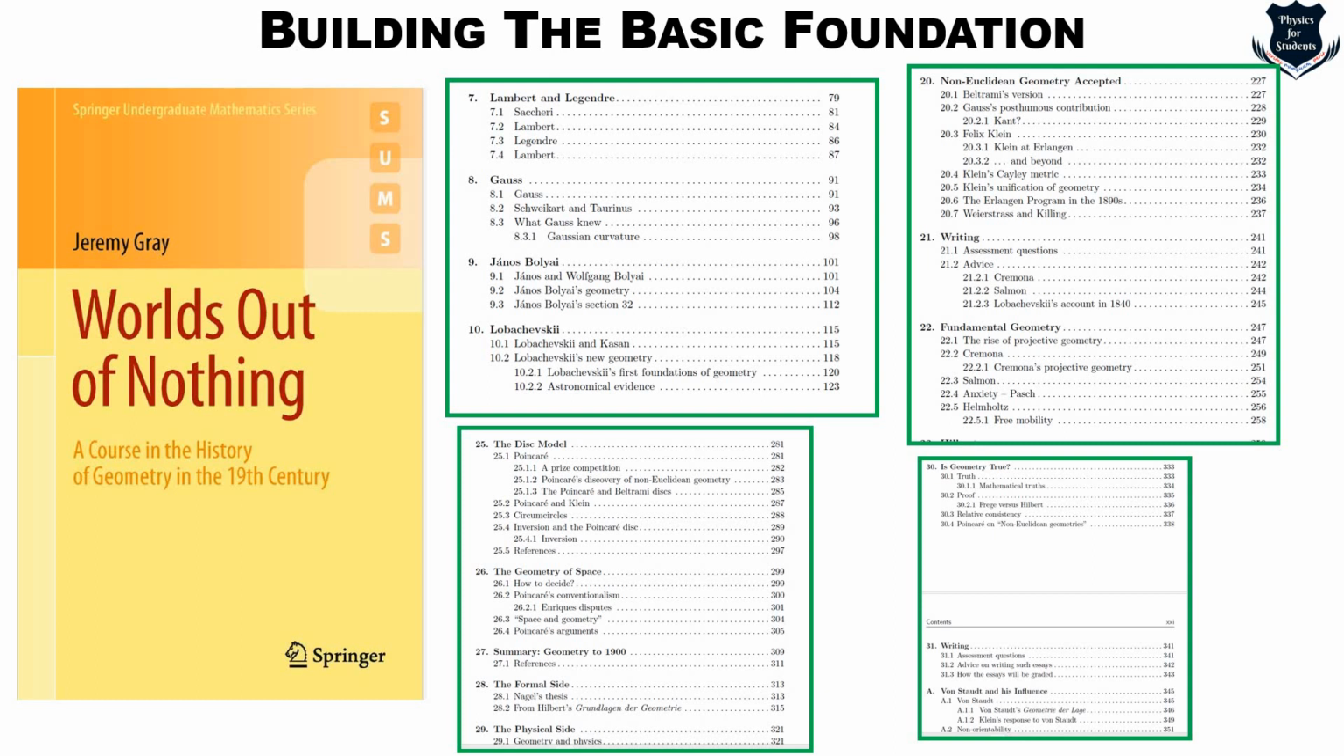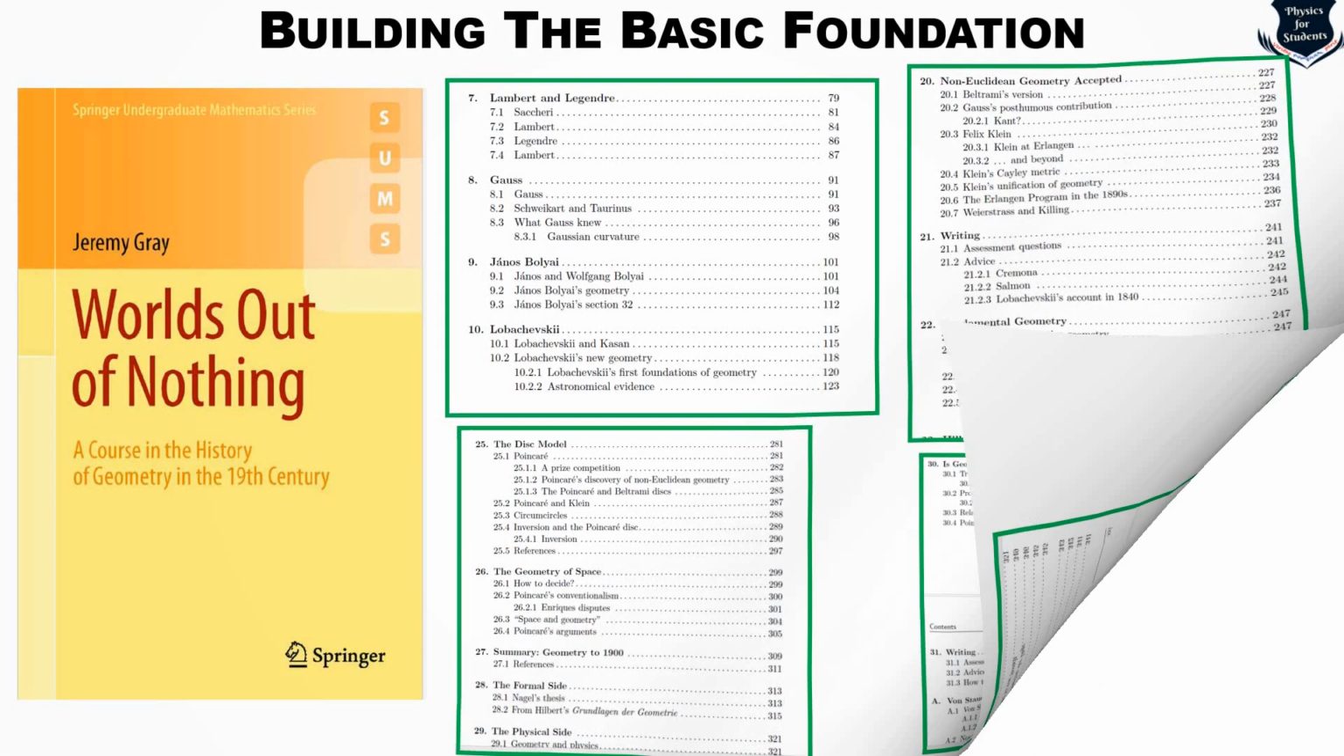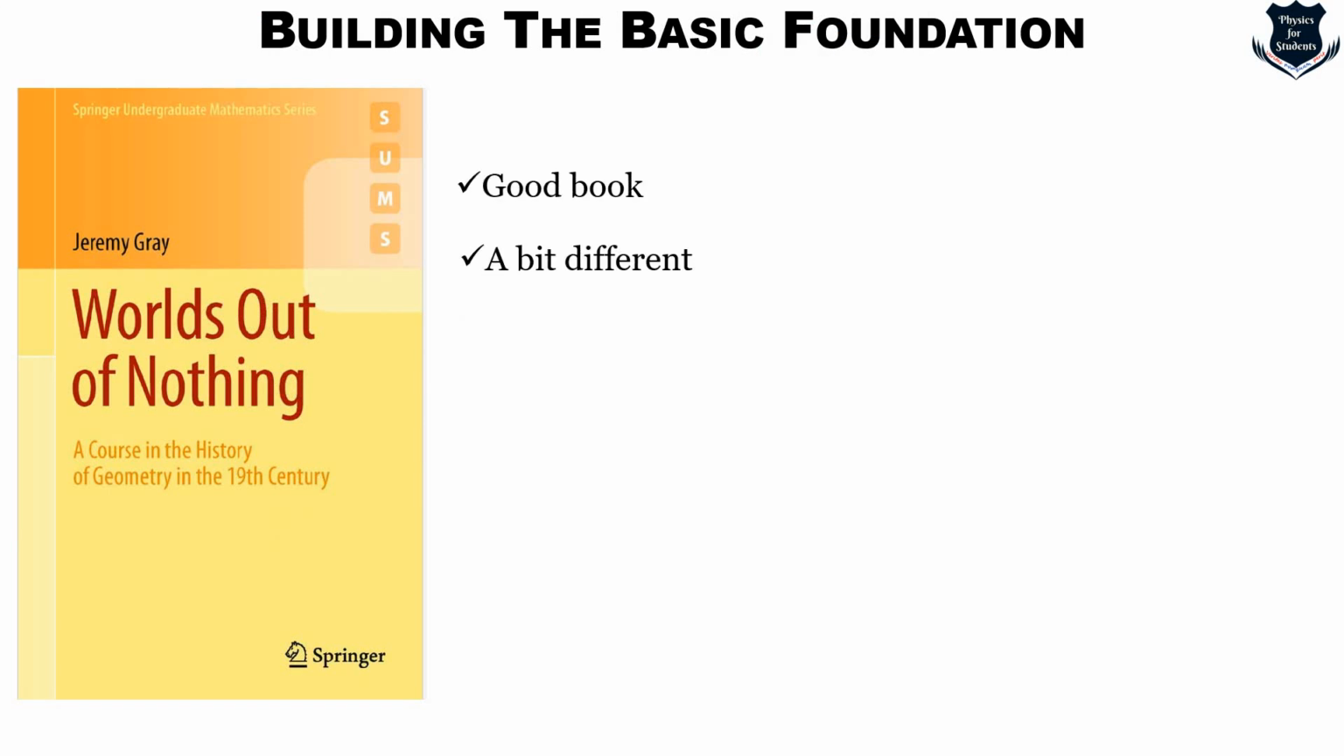The pseudosphere concepts come in, the geometry of space, and then you see at chapter 27 he puts up a summary of the geometry till 1900. Then the formal side comes in, the physical side, and then further approaches to geometry and so on. So this is a kind of historical journey that Professor Gray takes. So yes, we can say that it is a good book, but it is a little bit different.